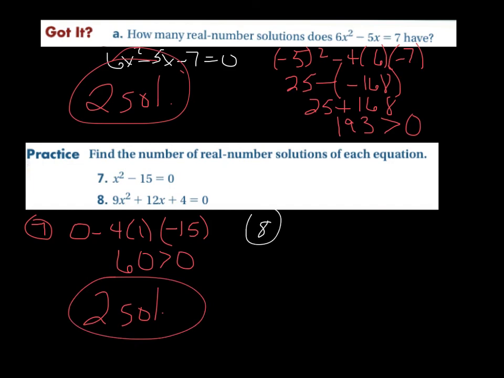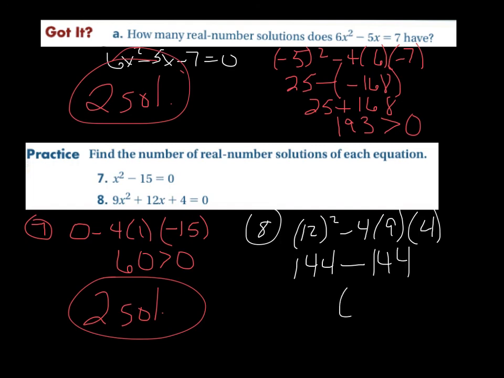Problem number 8. I'd have b squared, which is 12 squared, minus 4 times a, which is 9, times c, which is 4. So I have 144 minus 4 times 9 is 36, and 36 times 4 is 144. So I end up with 0, which is equal to 0, which means I'm going to have one solution to that equation.